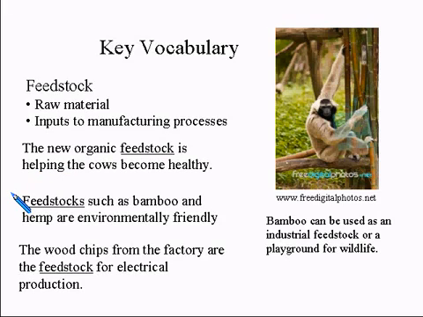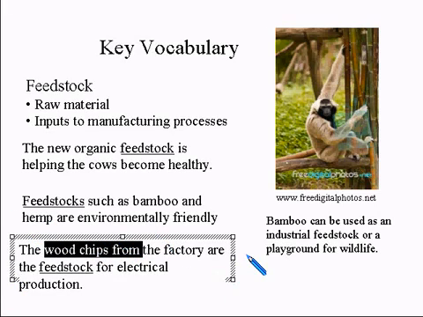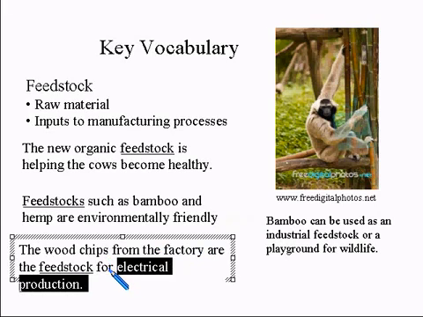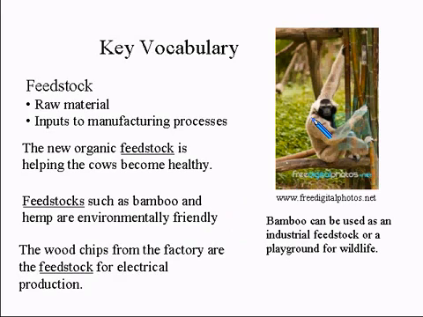The next example is feedstocks such as bamboo and hemp are environmentally friendly. And here you've got some kind of monkey guy with his bamboo. And the wood chips from the factory are the feedstock for electrical production. If you take wood chips and gasify them, turn them into gas and then burn the gas in an engine, you can make electricity out of that. So here's our monkey friend, and he's got his bamboo playground. Bamboo can be used as an industrial feedstock or a playground for wildlife.